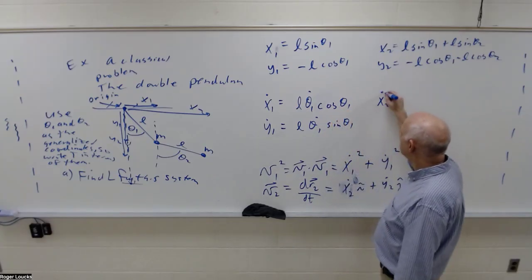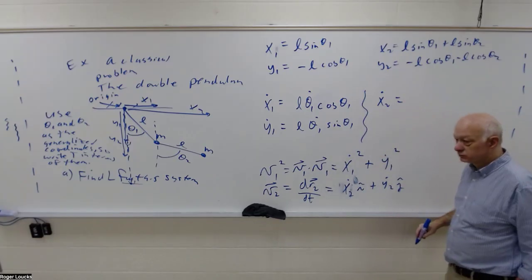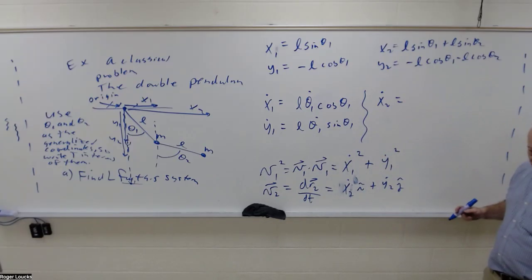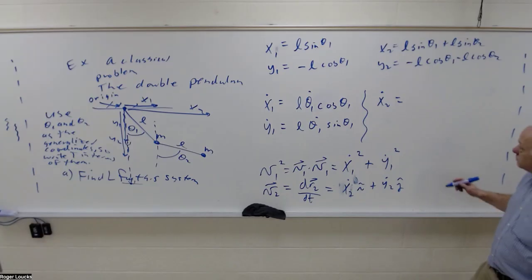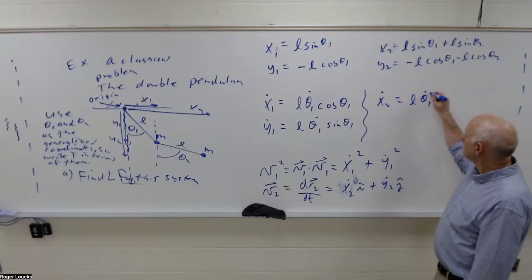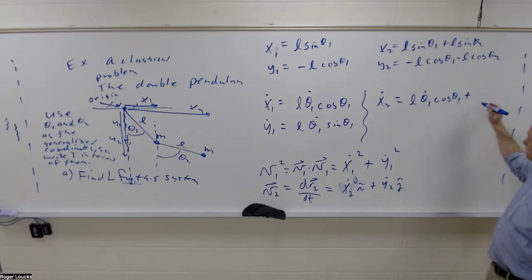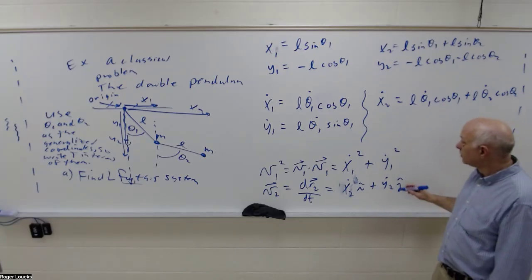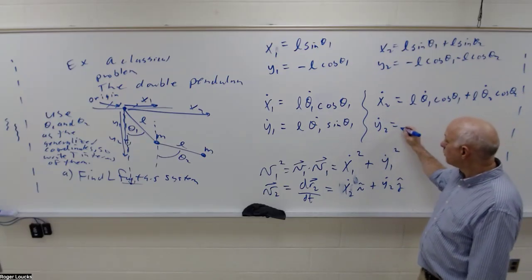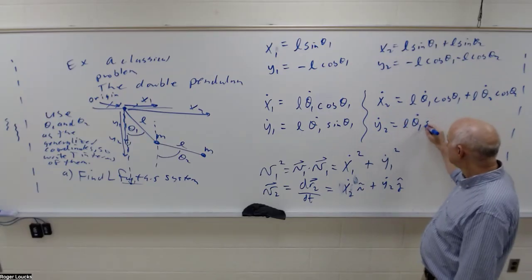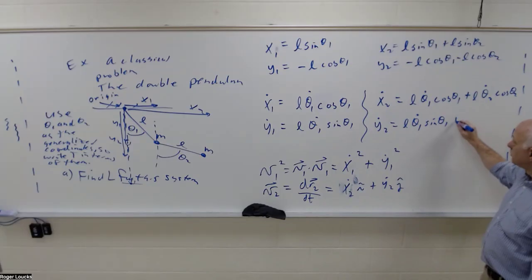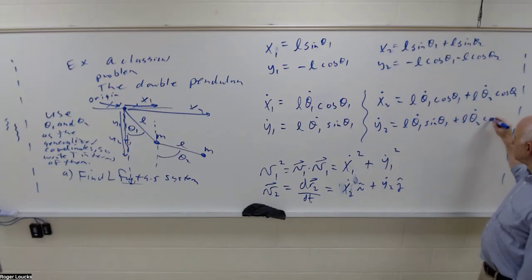What is x2 dot? It's L theta 1 dot cosine theta 1 plus, same thing but with the twos, L theta 2 dot cosine theta 2. Then y2 dot is going to be L theta 1 dot sine theta 1 plus L theta 2 dot sine theta 2.